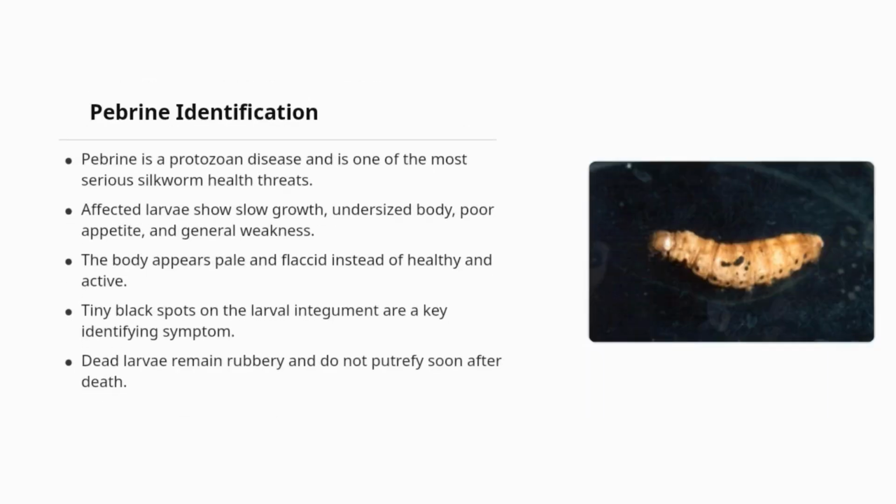Pebrine is especially important because it can affect the crop badly and may also be associated with infected seed material. The larvae grow slowly, eat less, and remain weak and undersized. One very useful field sign is the presence of tiny black spots on the body surface. Also, after death, the body stays rubbery and does not decompose quickly like bacterial infection cases.